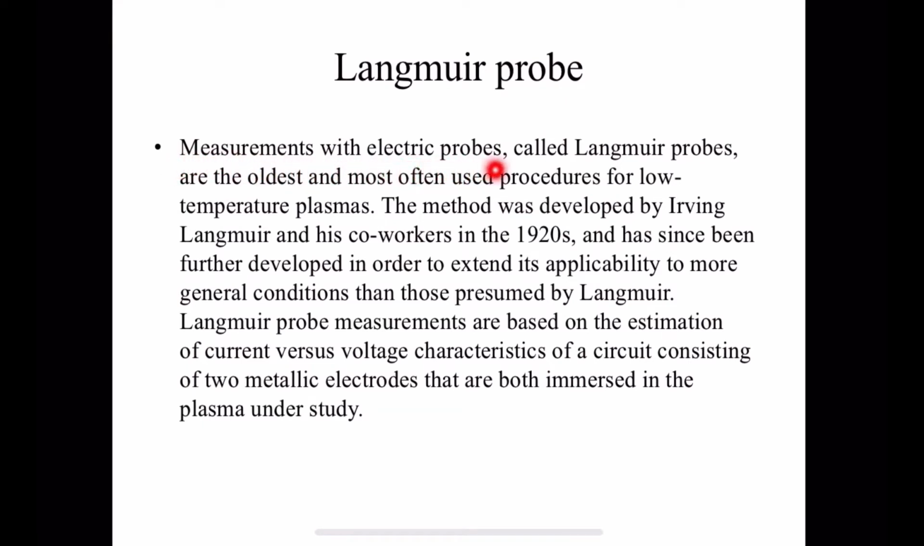Measurements with electric probes, called Langmuir probes, are the oldest and most often used procedures for low temperature plasmas. The method was developed by Irving Langmuir and his co-workers in the 1920s and has since been further developed in order to extend its applicability to more general conditions than those pursued by Langmuir. Langmuir probe measurements are based on the estimation of current versus voltage characteristics of a circuit consisting of two metallic electrodes that are both immersed in the plasma under study.